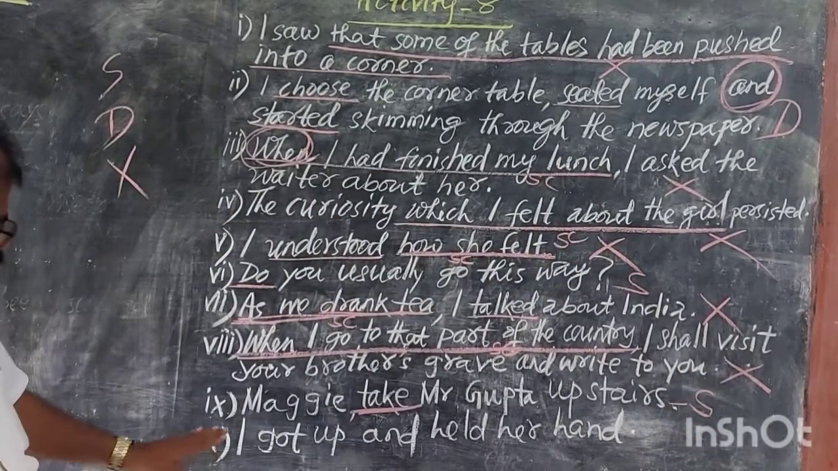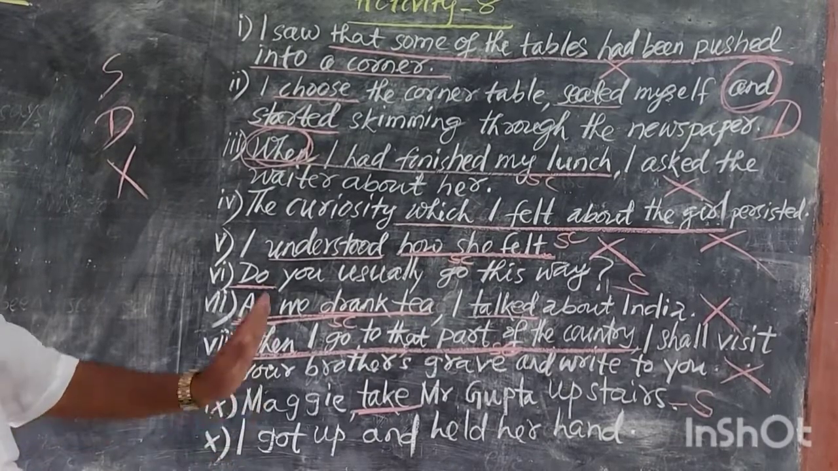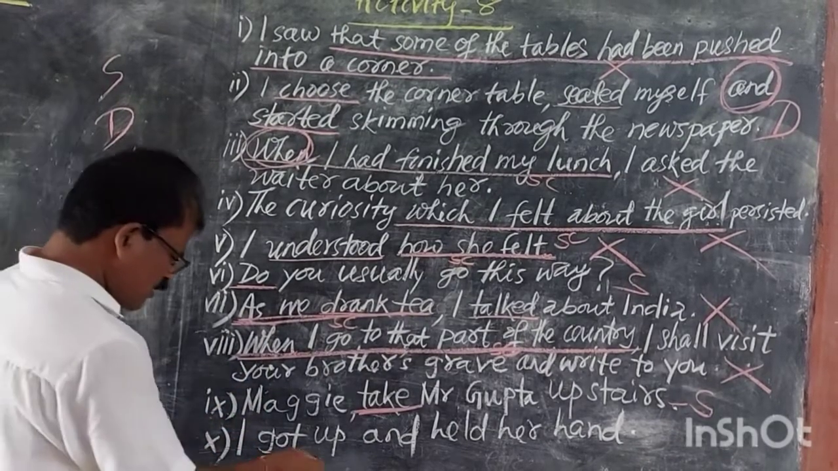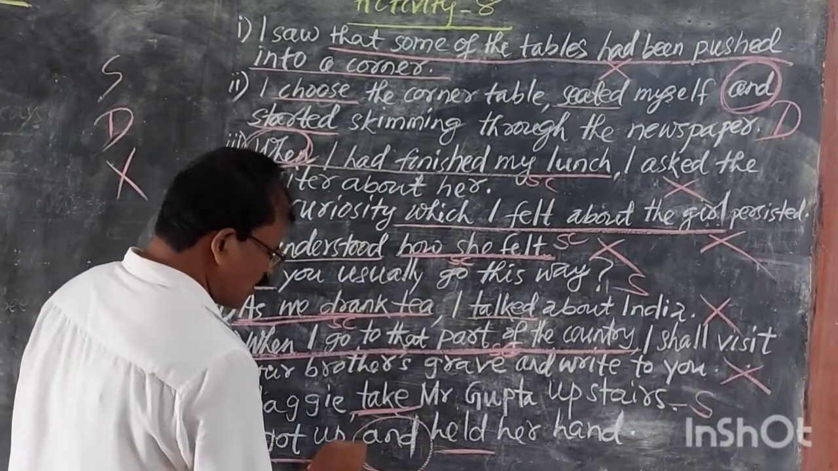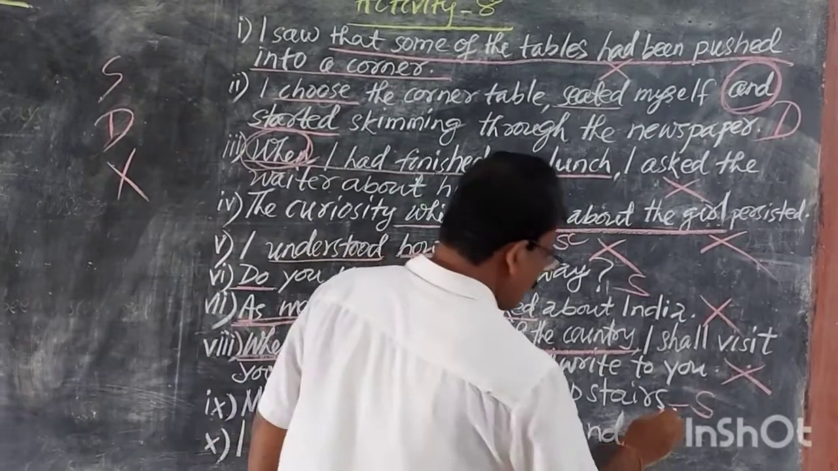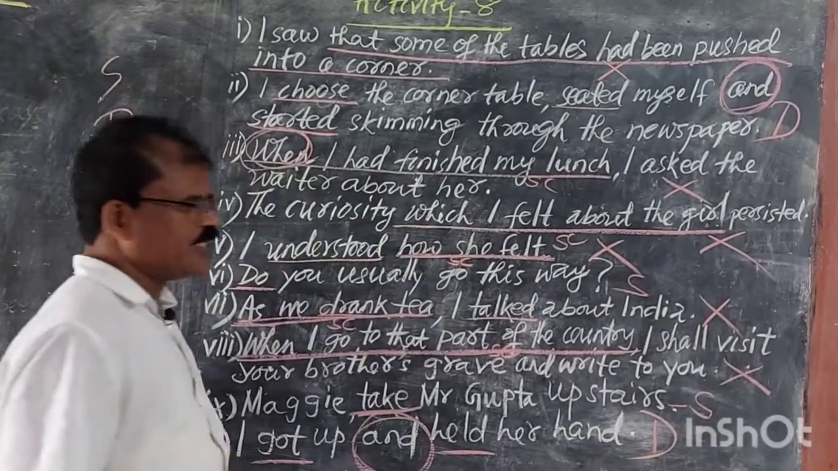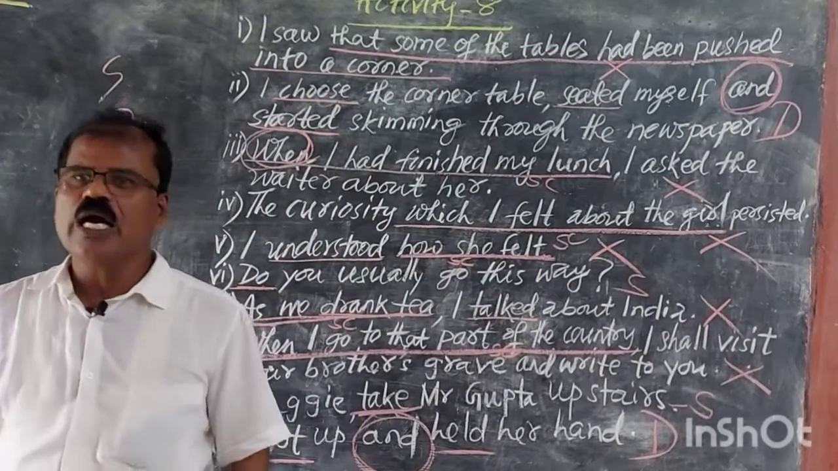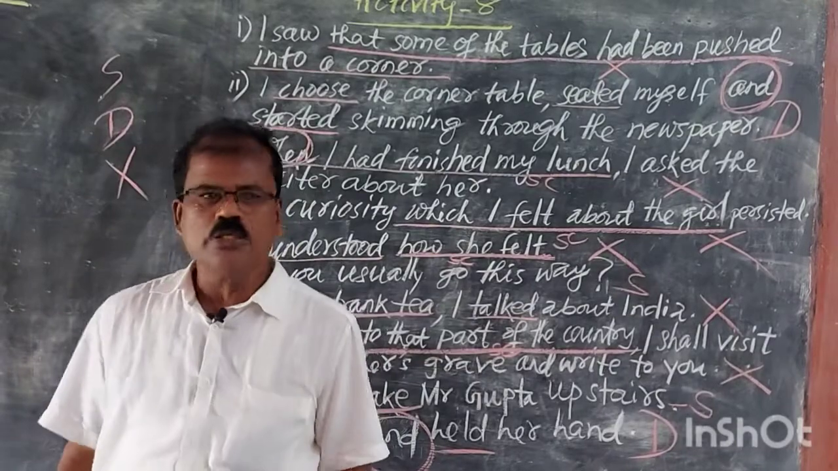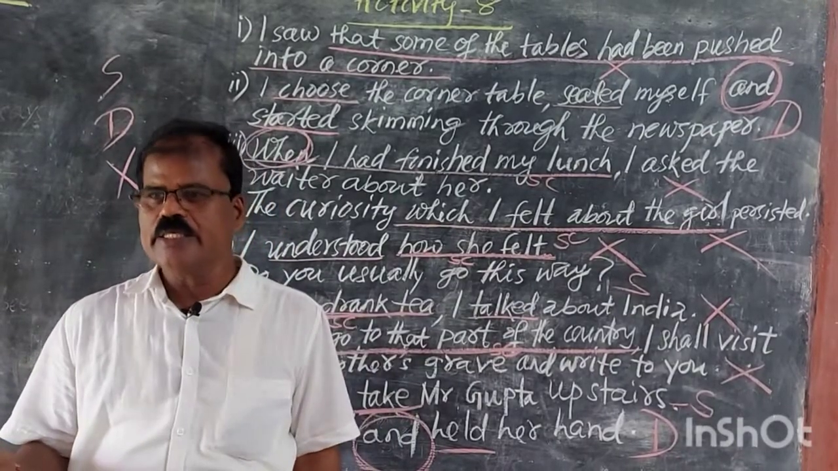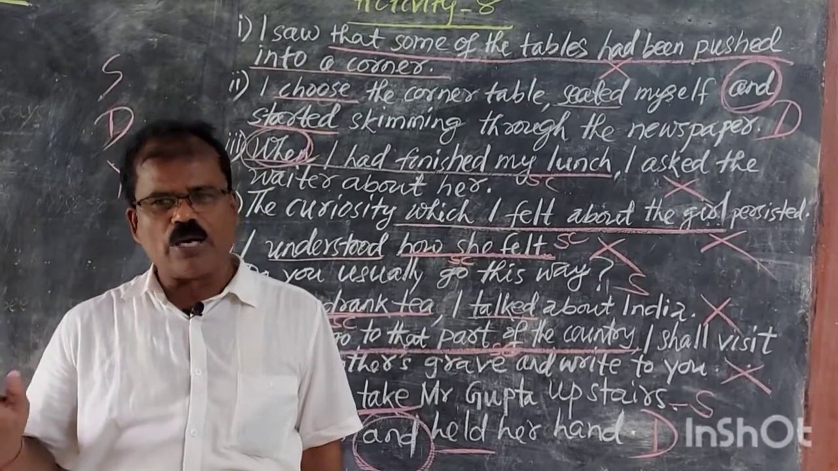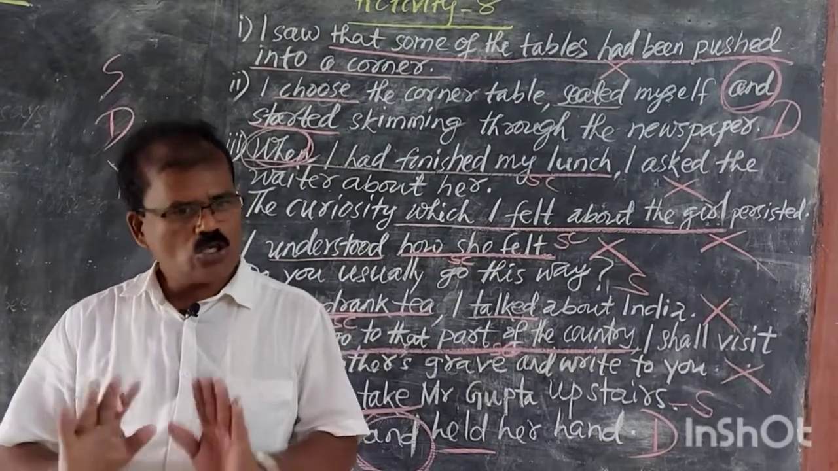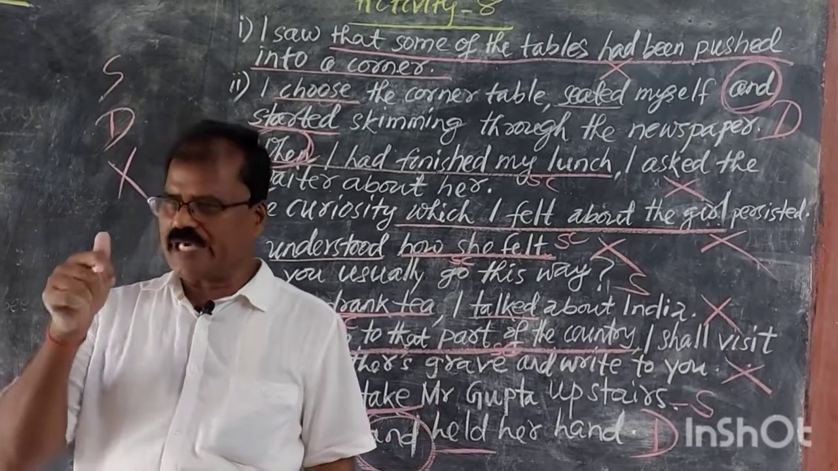Okay. I got up and held her hand. Got one, held one, and is the coordinator, so this is a compound sentence, D. Okay. Have you all understood types of sentence? Can you identify whether a sentence is simple or compound or complex? No more doubts? Okay. Thank you all.